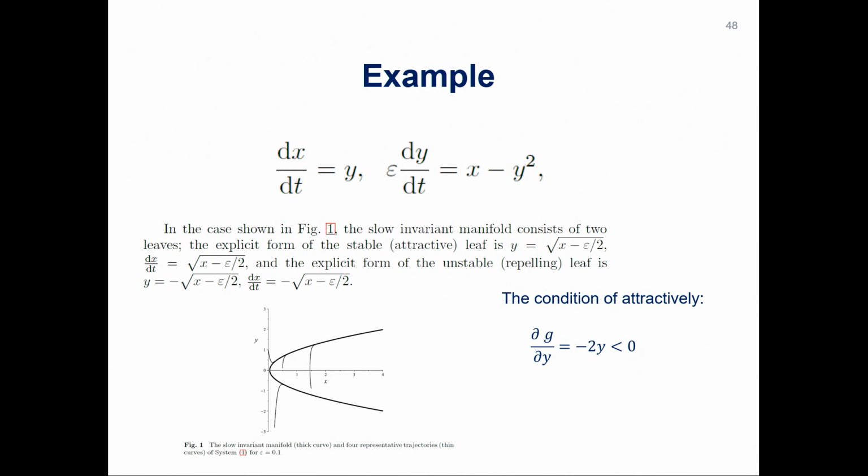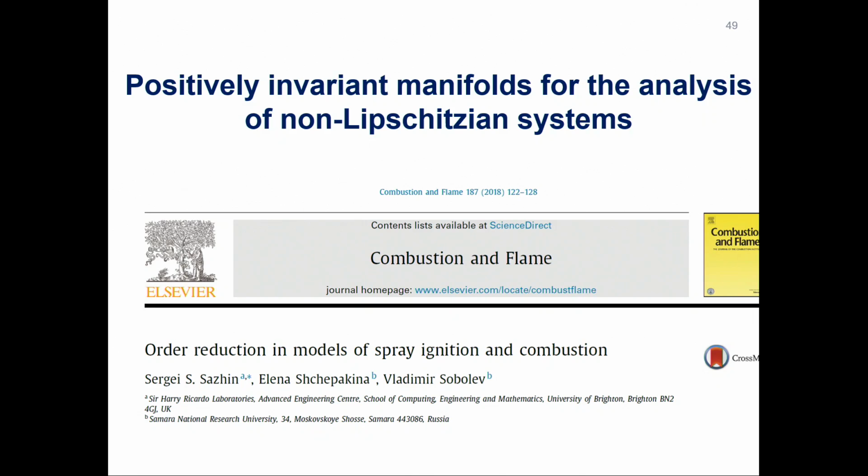The upper branch of this manifold appears to be stable, and the lower branch appears to be unstable, repelling. Also, we developed the concept of positive invariant manifolds for non-Lipschitzian systems. Again, this is described in our joint papers with Vladimir and Elena. I think that we wouldn't require a separate lecture to cover it, and we'll just refer to this paper without giving further details.